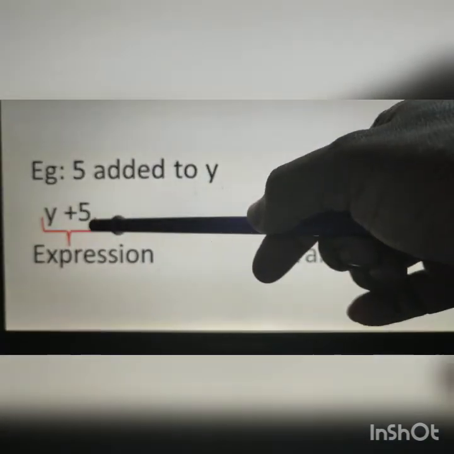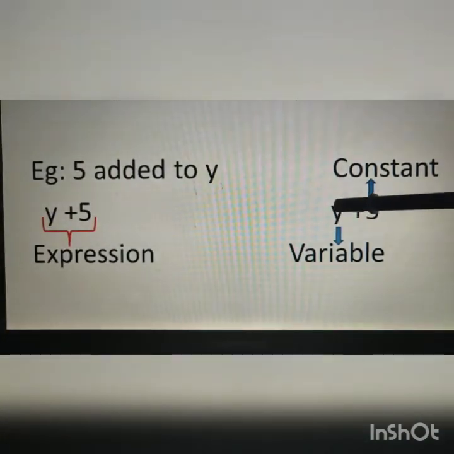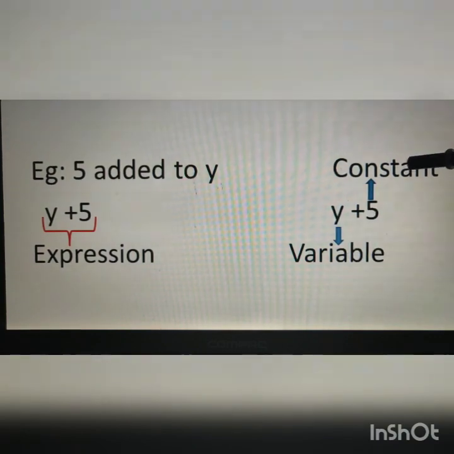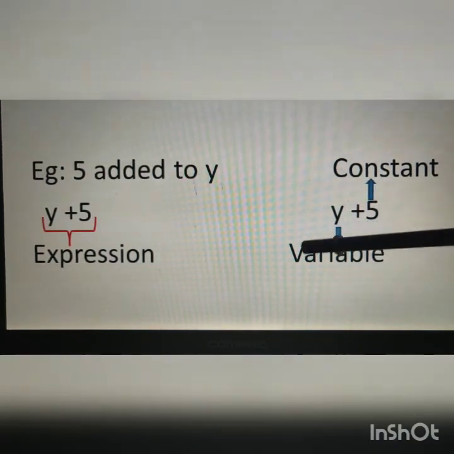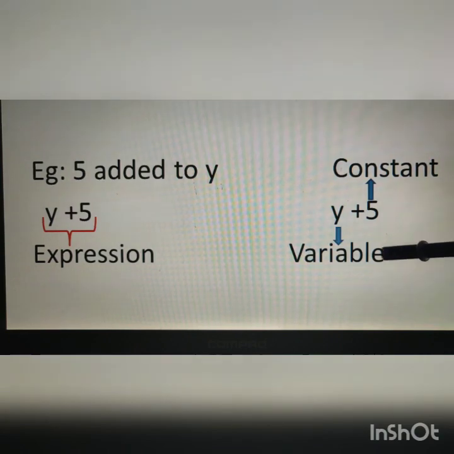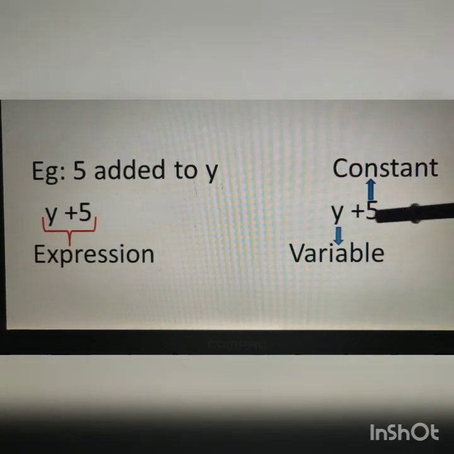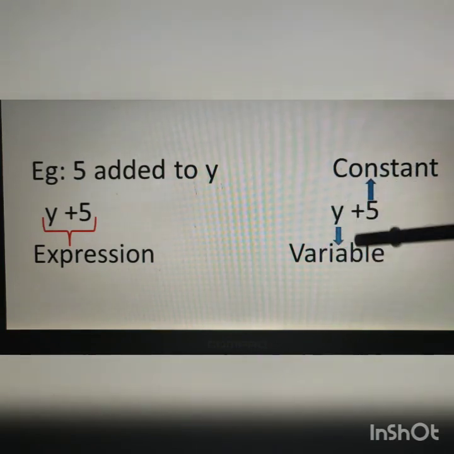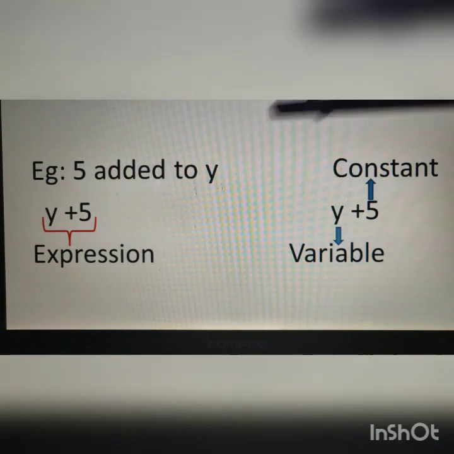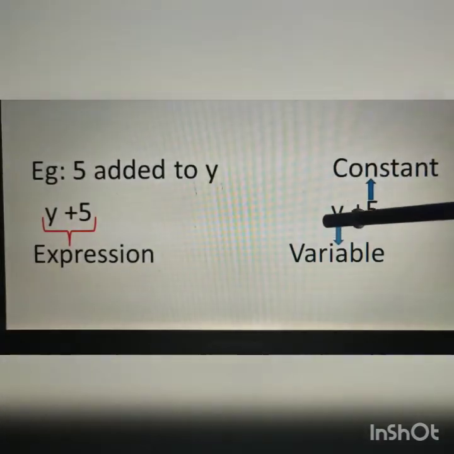Here y plus 5 is the expression, y is the variable and 5 is a constant. The value of a variable will change, and a constant is fixed, it never changes. But the value of the variable can be 1, 2, 3, 4, etc., up to any number. So, an expression includes variable, constant and any operation. It can be plus, minus, multiplication, division, etc.